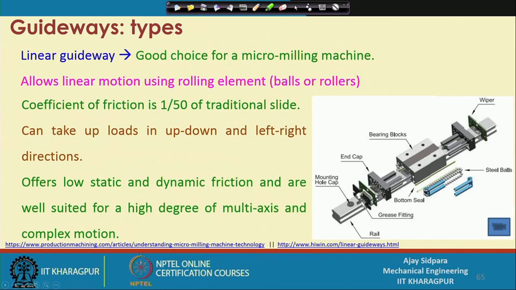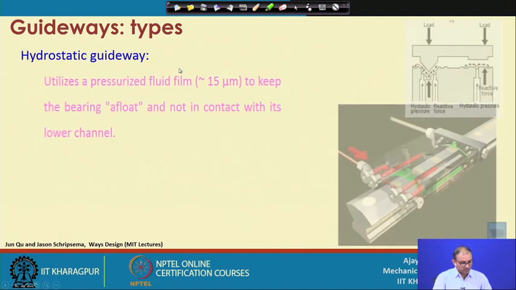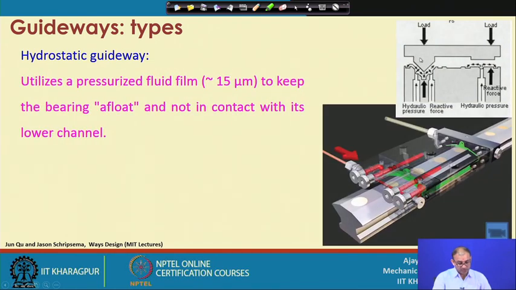Correct. So, we have seen all the things, the different components and how this is better than the other kinds. Linear guideway, after that there is the hydrostatic guideway. So, what is this hydrostatic guideway? What is happening here?